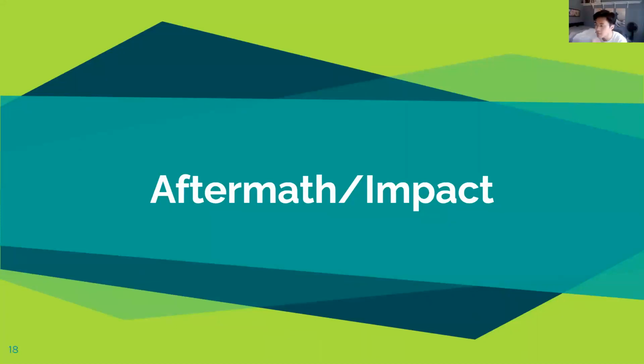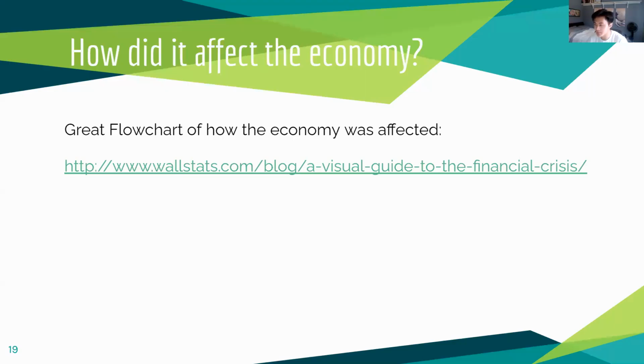All right, so now the aftermath and the effect on the economy can be pretty much summed up in 5 words by George W. Bush. We got a big problem. So if we go to the next slide, I will send you guys a link to a great flow chart that pretty much describes and sums up the effects of the crisis for you visual learners. But essentially, the crisis was the worst U.S. economic disaster since the Great Depression.